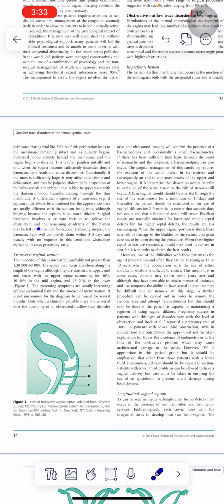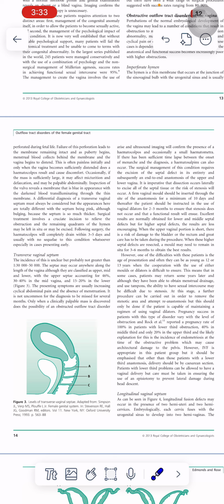Treatment is with cruciate incision to relieve the obstruction, and the remaining quadrants of the hymen may be left in situ or excised. Following surgery, the hematocolpos will completely drain within 3 to 5 days, and there are usually no sequelae of this condition. The other condition is the transverse vaginal septum.